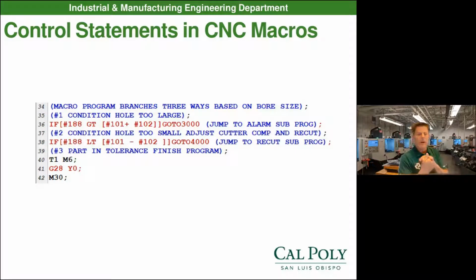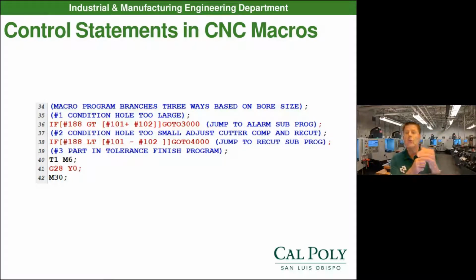Well, if the part is too small, I can recut it. And there's a good tip of the day video on how to do that, right? That's part of that. But if it's too small, you can go to 4,000 and jump to a recut subprogram. And I'm going to show you how that works here in a second. So you can go recut and then come back and remeasure and make sure you're good.